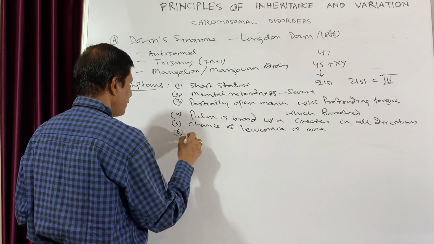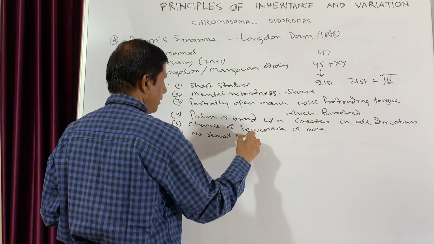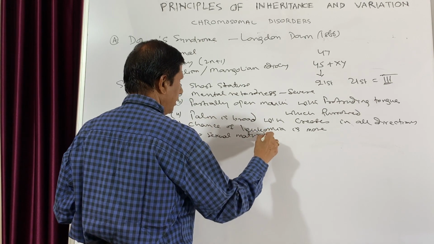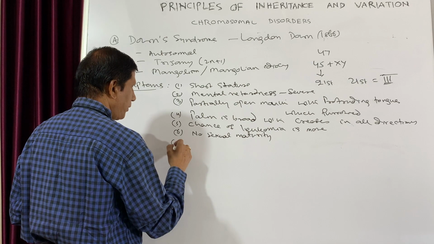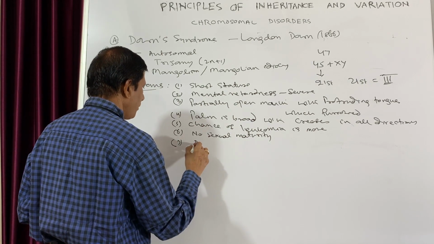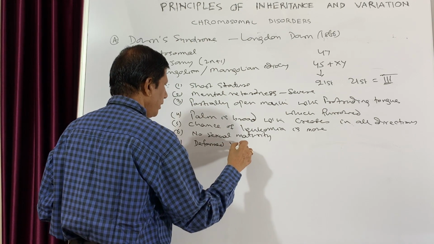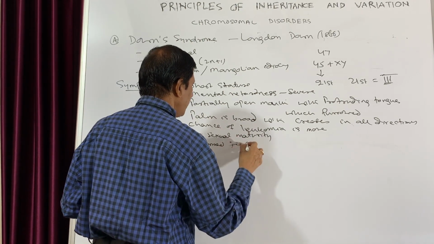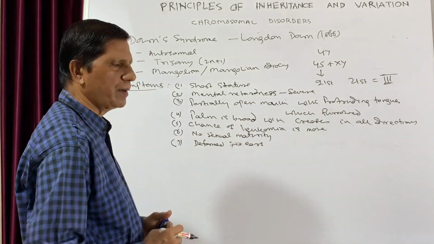Then another point is no sexual maturity, and the next point is that there are deformed ears. The ears are also deformed. So these are some of the symptoms.